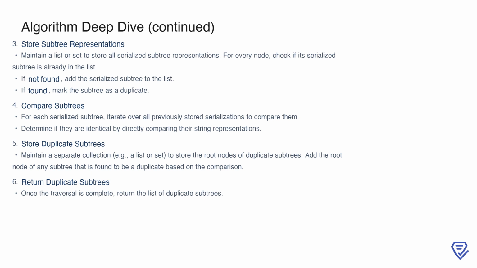As each subtree is serialized, we check if its string representation already exists in the collection. If it doesn't, we simply add it. However, if it is found, this means the subtree is a duplicate, and we mark it accordingly. To identify duplicates, we compare each serialized subtree with all previously stored serializations. This comparison is a straightforward string comparison.